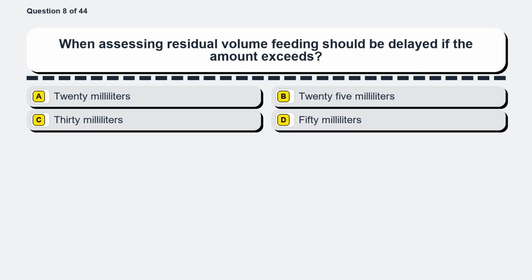Question 8. When assessing residual volume, feeding should be delayed if the amount exceeds: Option A, 20 milliliters. Option B, 25 milliliters. Option C, 30 milliliters. Option D, 50 milliliters.